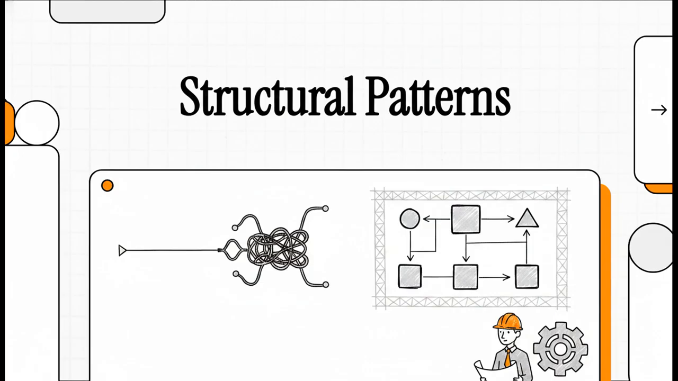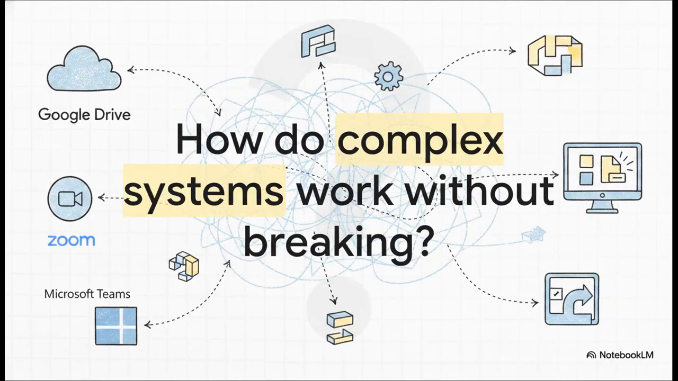Let's dive in. Think about the modern apps you use every single day. How do massive, complex systems like Google Drive, Zoom, and Microsoft Teams actually work together without completely breaking down? I mean, when you click a button in your learning management system and it seamlessly opens a Zoom meeting or grabs a file from a cloud drive, what is actually happening behind the scenes? There's this huge, invisible web of integrations powering our digital lives. And honestly, making that happen reliably is one of the hardest jobs in software engineering.